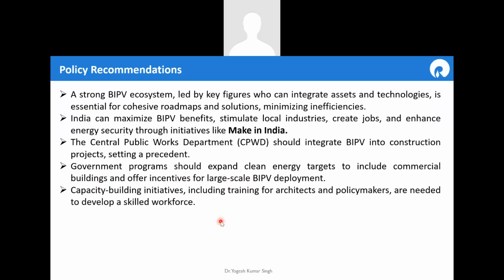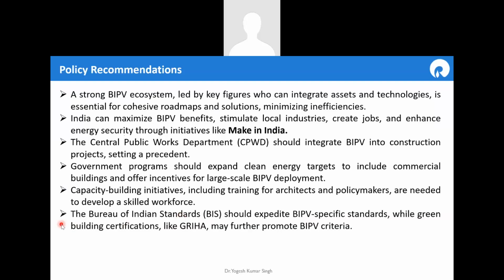The policy also comes from capacity building initiatives, including training, such as for architects and policy makers, and a lot of development of a skilled workforce. So this FDP program is also one of the capacity building initiatives done by the NIT. So this is a very good scope. You can learn new technology in a new way.